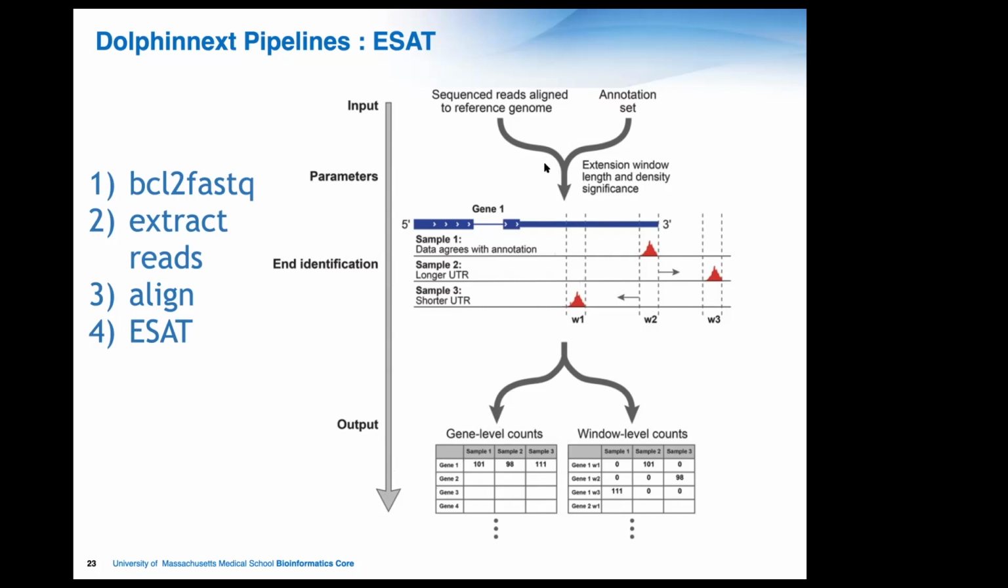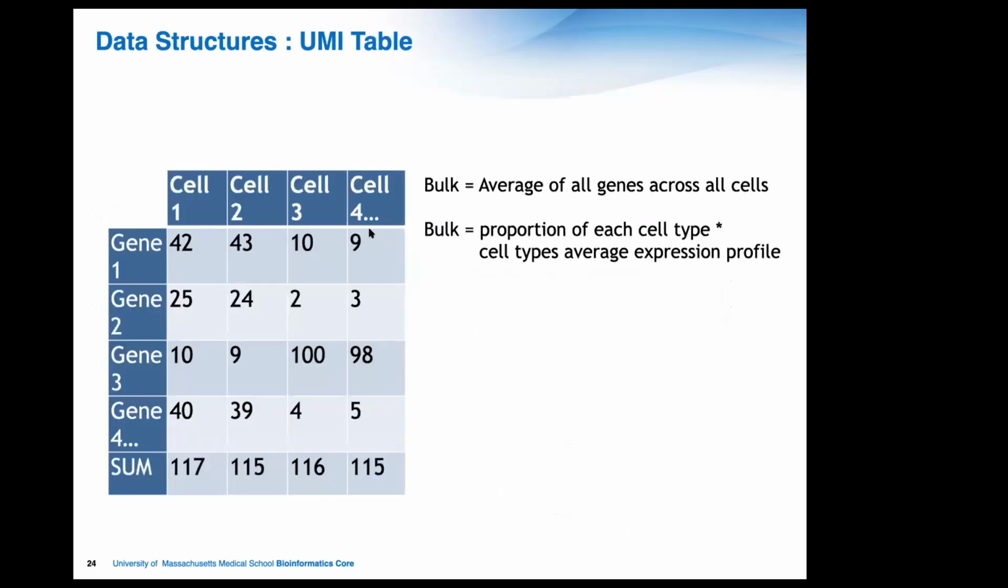And it's ESAT that's taking that BAM file, mapping it to a reference, not actually mapping, it was already aligned, but looking at that BAM file and corresponding it to a reference that tells you what genes lie where in order to build up your actual gene expression matrix. So that brings us to the last kind of part of this, is that out of ESAT, you're going to get a UMI table.